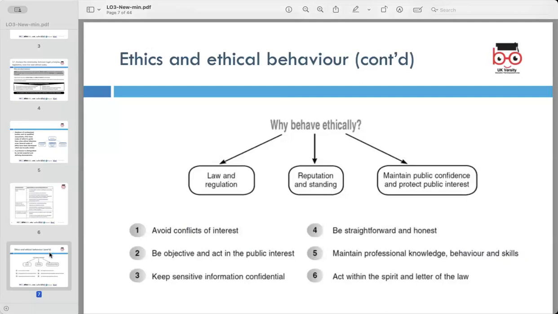Ethics and ethical behaviors. Any comments on this, Martin? Anything, if anyone is there?